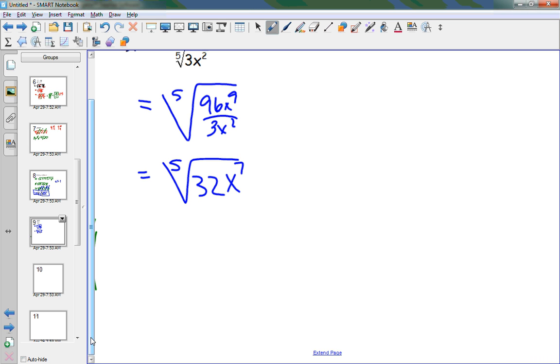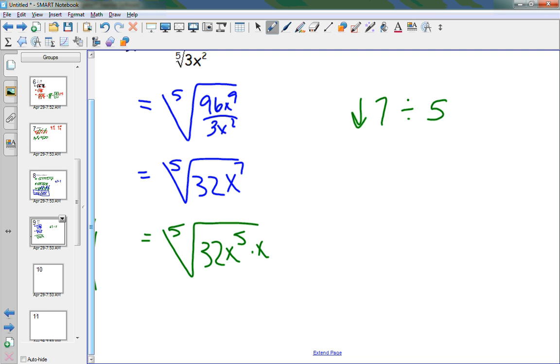Is 32 a perfect fifth? Yes. 2 times 2 is 4, times 2 is 8, times 2 is 16, times 2 is 32. Is 7 divisible by 5? No. So I need a number smaller than 7 divisible by 5. What is that? That's the fifth root of 32, x to the fifth times x squared. Good job, Casey.